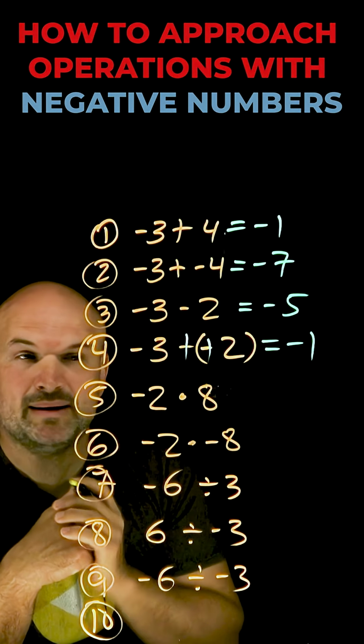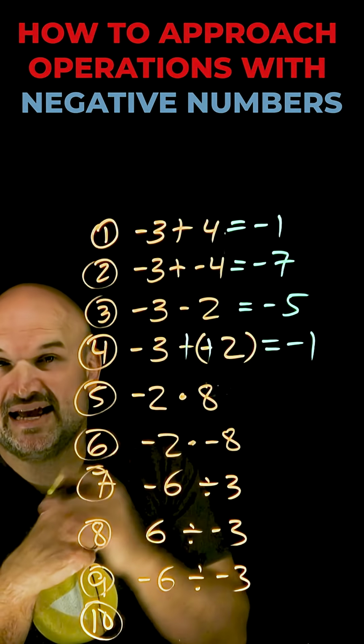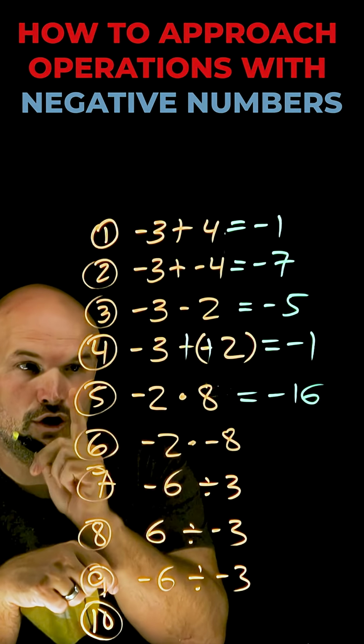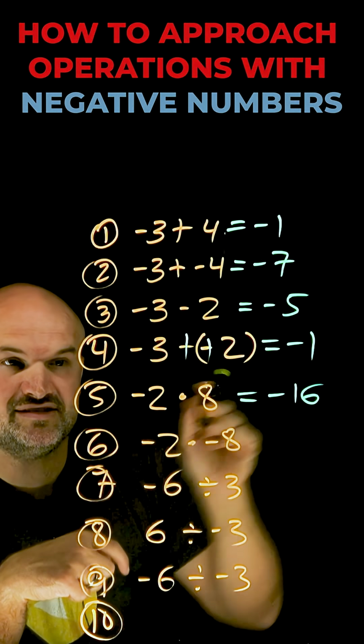-2 times 8. Remember, that's just repeated addition. So -2 plus -2, 8 times, that's simply going to be a -16. Notice, a negative times a positive gives me a negative number.